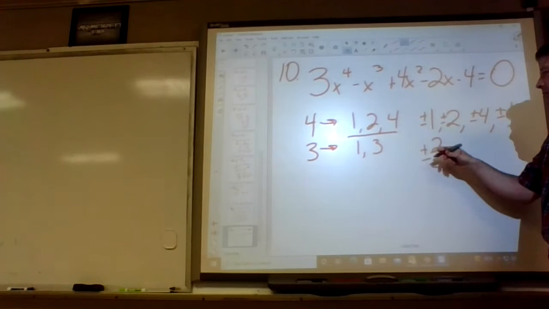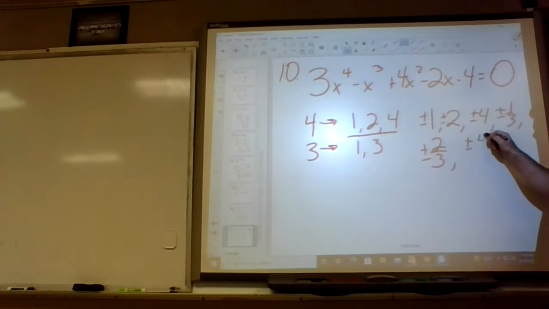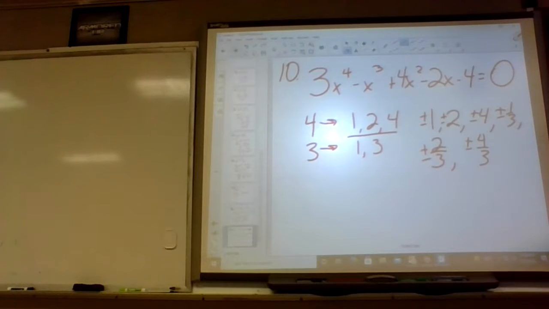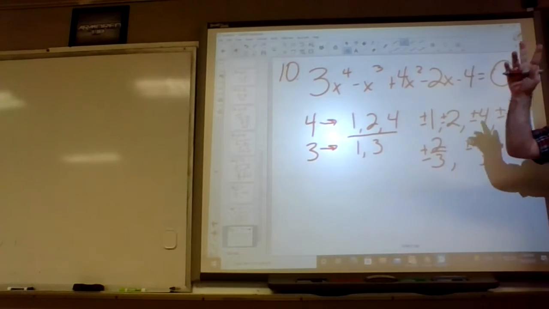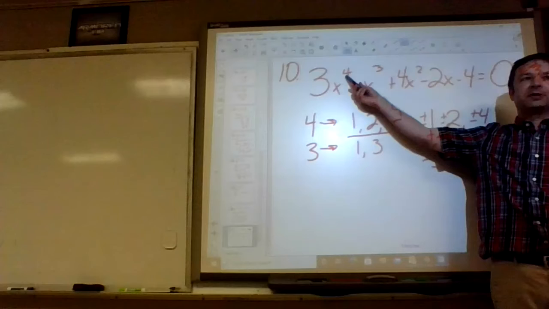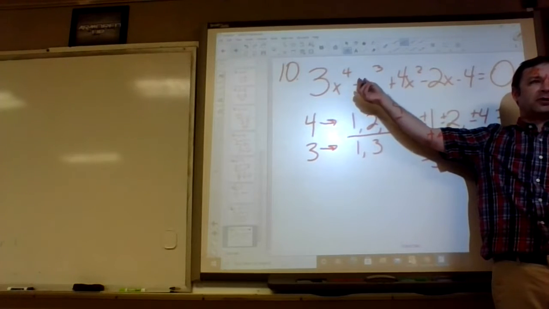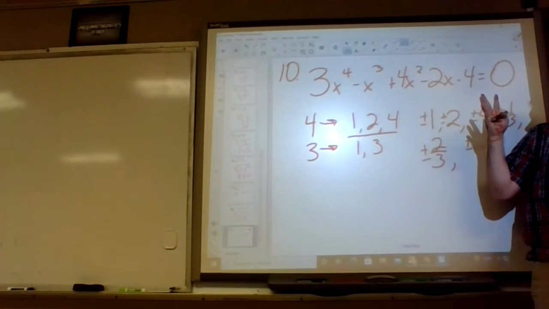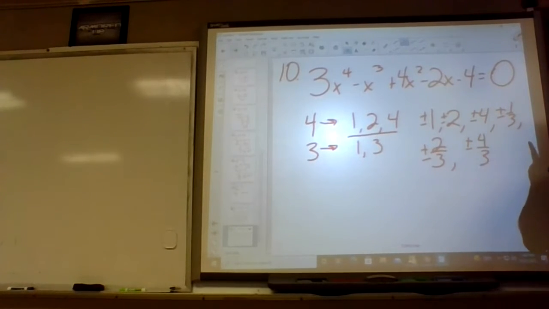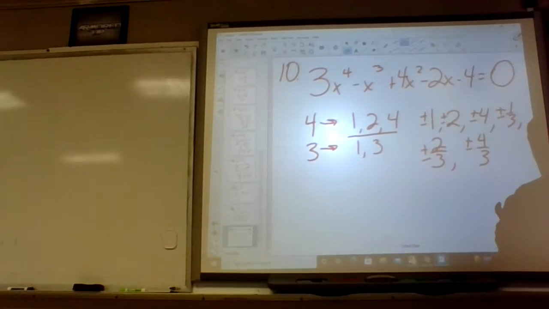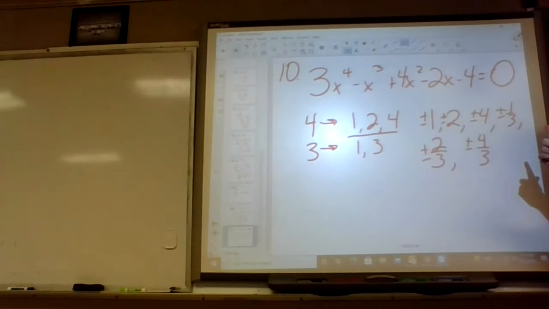And don't you have to plug it back in and see which one works? Yeah, these are possible answers. If there is a rational answer, it's got to be one of these. Let's try 1 or 2. Does a rational answer make it 0? Here's the problem though. I've got a quartic function, so how many answers am I getting? 4, probably. So remember though, I have to find 2 answers before I can get it down to a quadratic function that we can solve by factoring or the quadratic formula. That make sense?